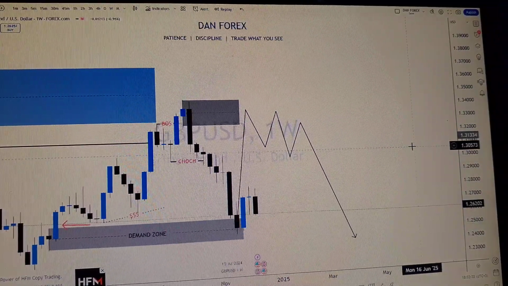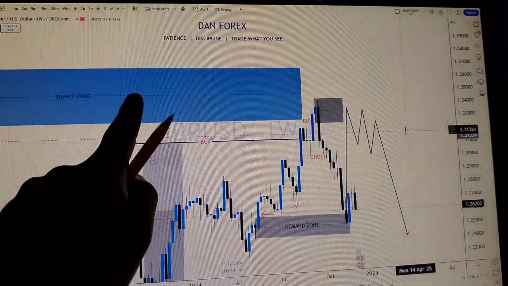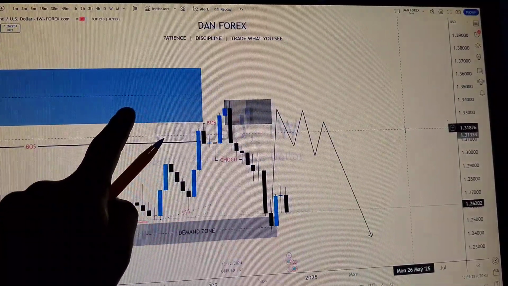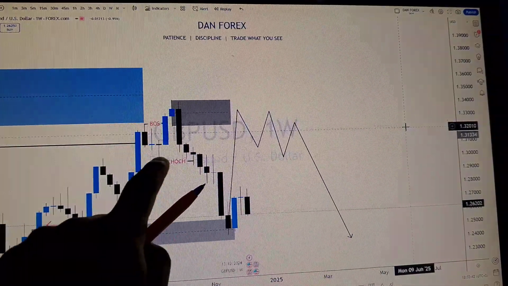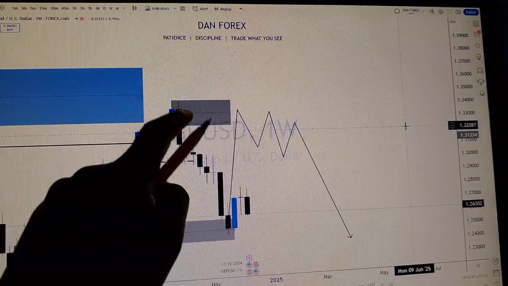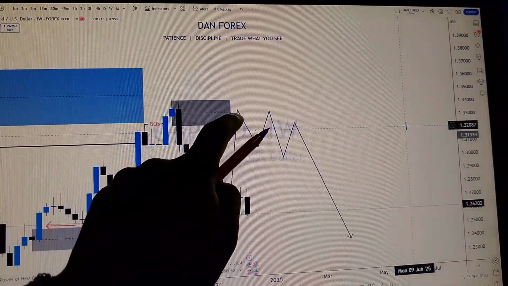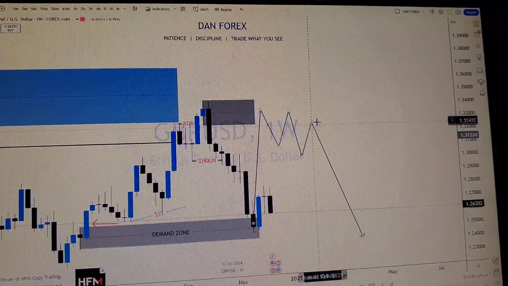All right, so this is what you can expect, because we've said we are just reacting from a supply zone. So we are expecting this supply zone here because we have a change of character. So now we expect this supply zone to hold this push, then we go short.